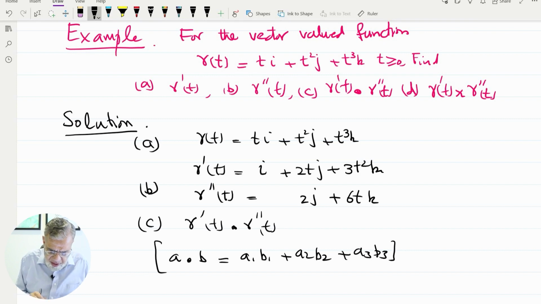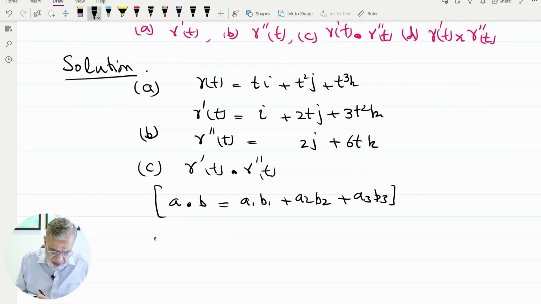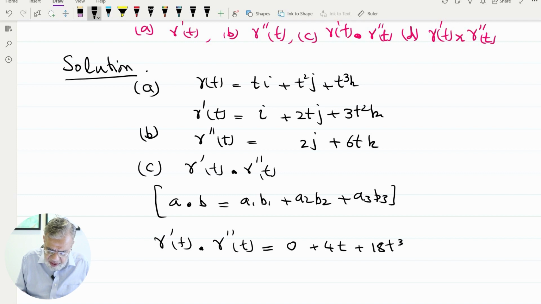We apply this definition and we find the dot product r dash of t dot r double dash of t is equal to a1 b1 is 0, a2 b2 is 4t, a3 b3 is 18t cube. So I can write my result as 4t plus 18t cube.